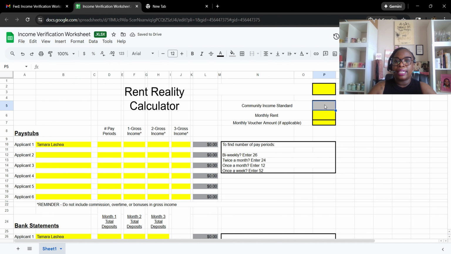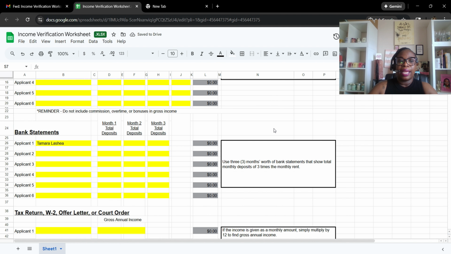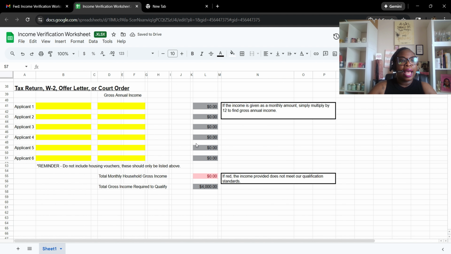I need to make 2.5 times the rent. Let's say the rent's $1,600. I don't have a job just yet, but I got an offer letter. I have signed an offer letter for my new job, and they're going to pay me $65,000 a year.